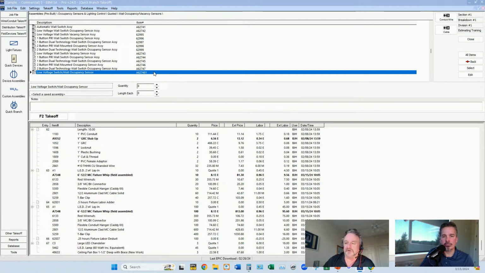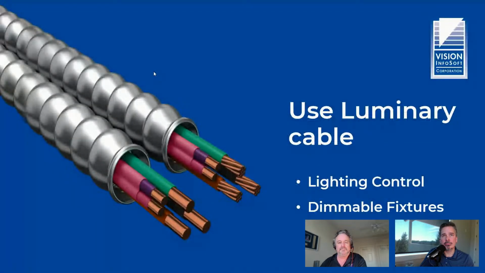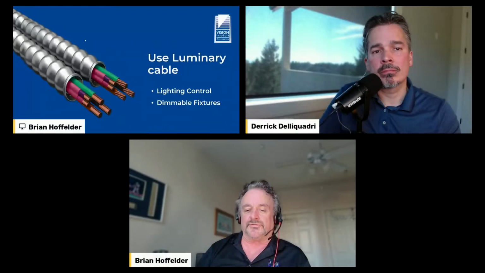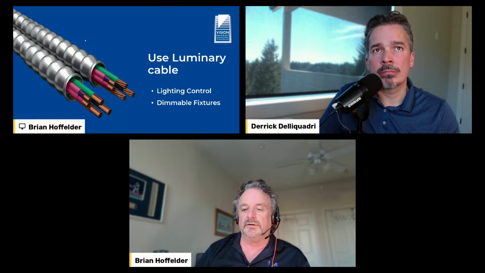I'm out here in California, and the lighting control is a big part of your bid because almost all of the lighting is going to either be dimmable or have some kind of lighting control. So pretty much all of the fixtures are taken off. The best way to do it is with luminary cable. There's no reason to run separate low voltage wires if you can run it in the luminary cable.